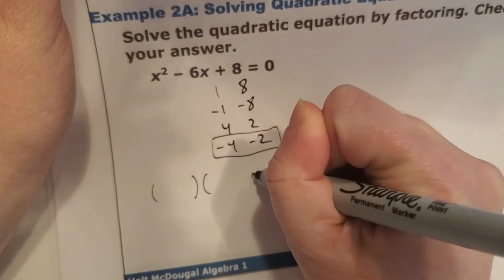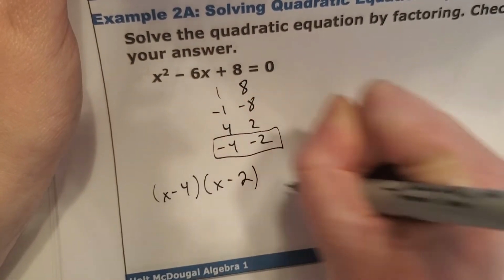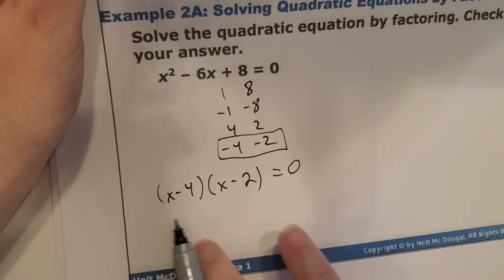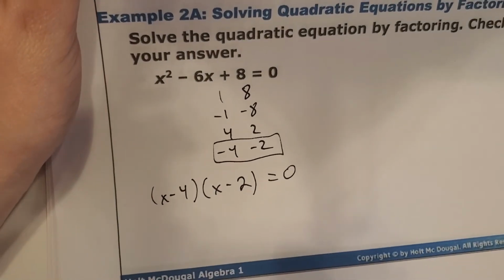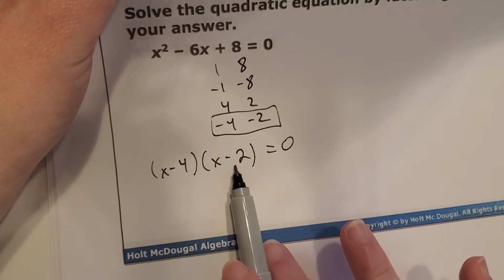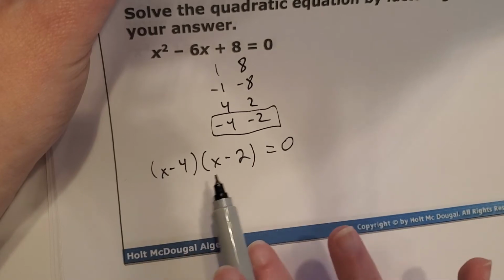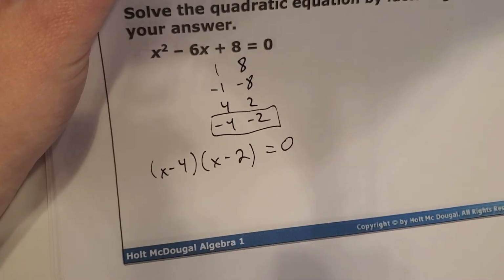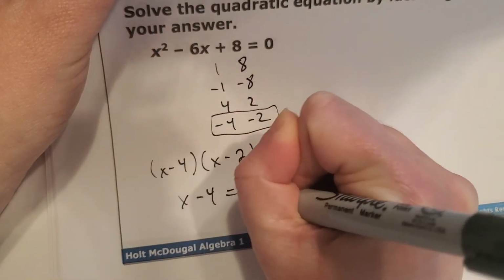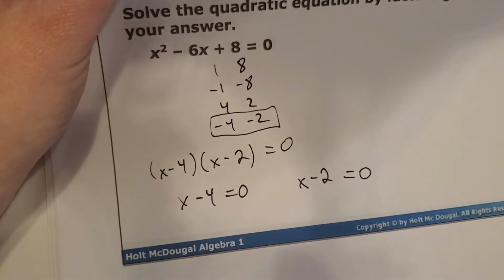So our parentheses are set up as x minus 4 and x minus 2. And now this is where the equals 0 comes in, because this looks kind of like what we were doing before. Now that we have two sets of parentheses and everything equals 0, we can split these up into two separate equations and set them both equal to 0. So x minus 4 is equal to 0, and x minus 2 is equal to 0.